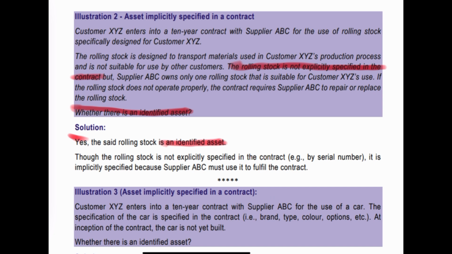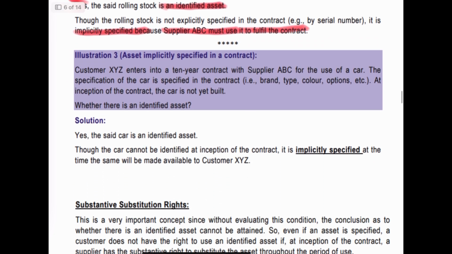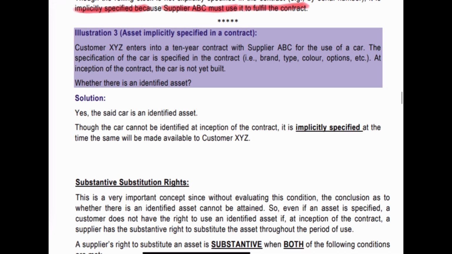specified in the contract, for example by serial number, it is implicitly specified because supplier ABC must use it to fulfill the contract. Supplier ABC has only this asset, and if he has to fulfill this contract, then he has to use this asset. Okay, then we'll move on to the next example.